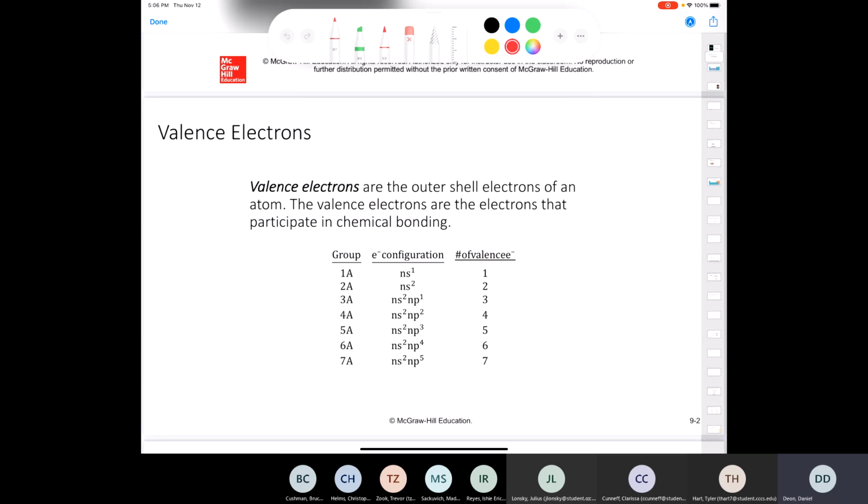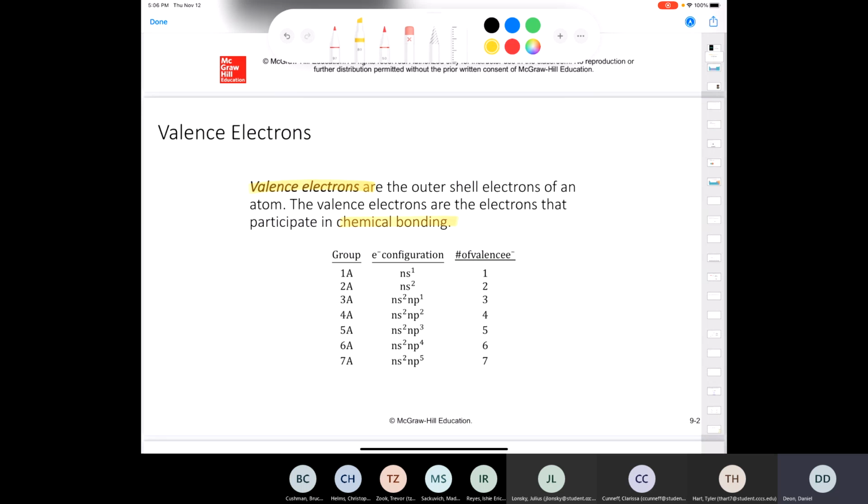And so you should be aware that valence electrons are the outer shell electrons of an atom. The valence electrons are the electrons that participate in chemical bonding. So the reason why valence electrons are going to be so crucial in this chapter is because those are the electrons that participate in bonding.